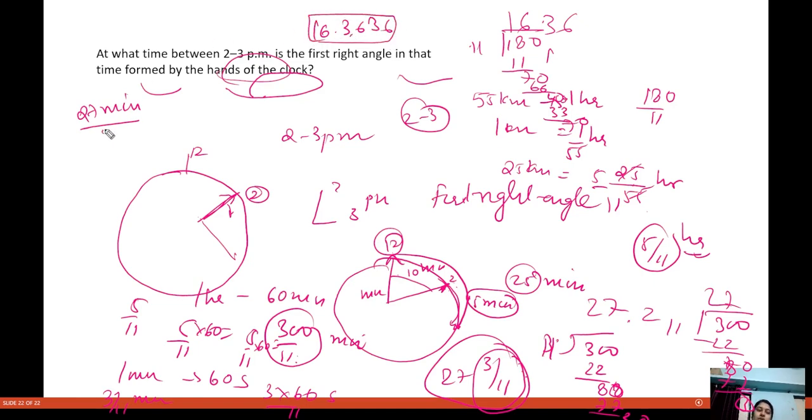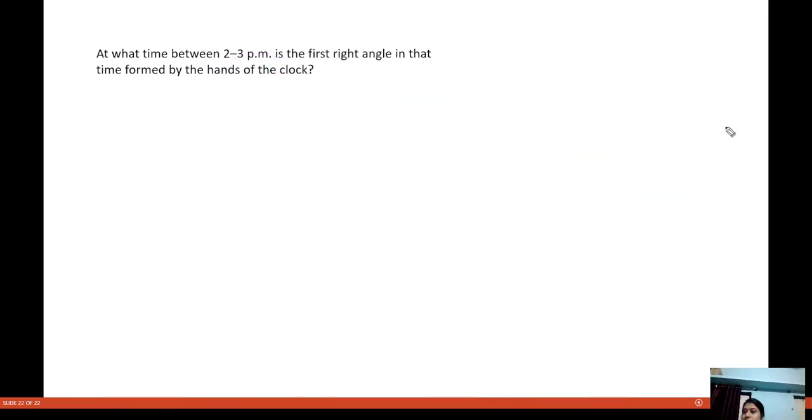So you will have your first right angle at 27 minutes and 16.3636 seconds. If we want to calculate the exact time here, that will be 2 hours 27 minutes and 16 seconds.